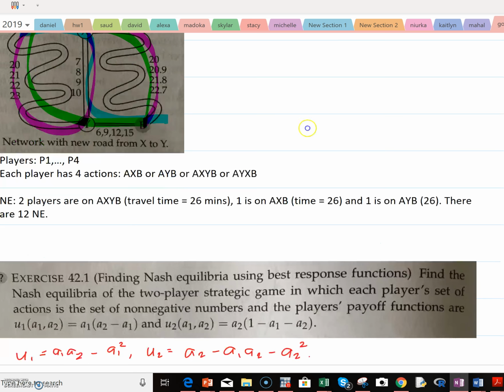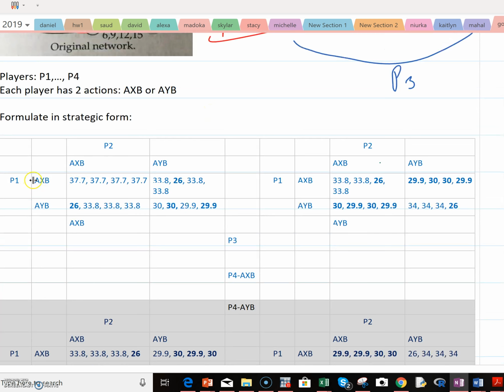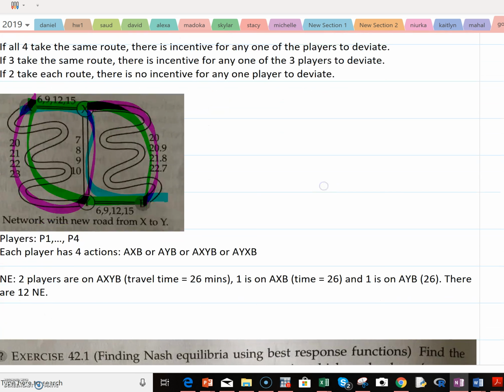So here you can make a table like this, but each of the tables will have four actions. It's going to be very big, and we don't want to do that. So to get the Nash equilibrium, you have to really think clearly here. The Nash equilibrium here is that two players are doing the AXYB route, and then one is on AXB and one is on AYB.